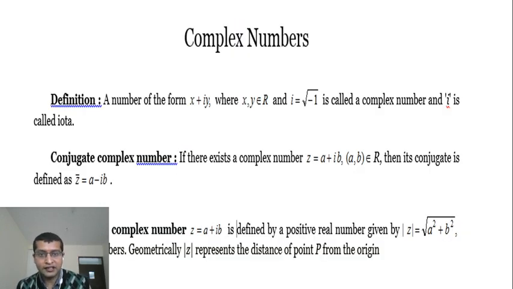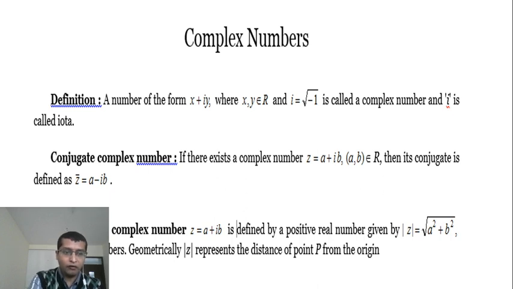Today, we discuss another topic. It is called complex number. I hope you already have studied the complex number. Once again, we will go through the basic definitions and then we will go to multiple choice questions. So first we will define what is meant by a complex number.